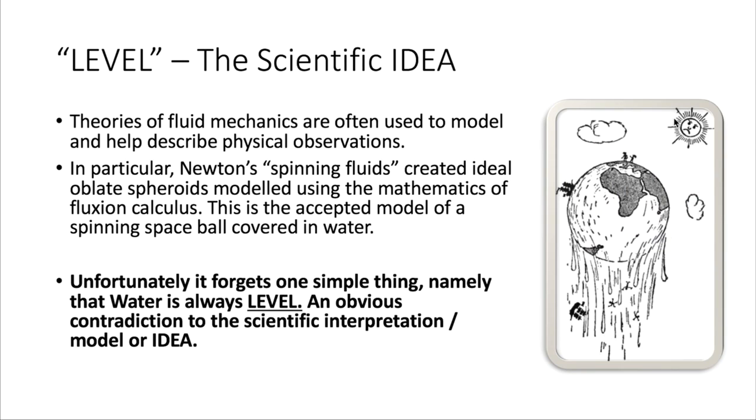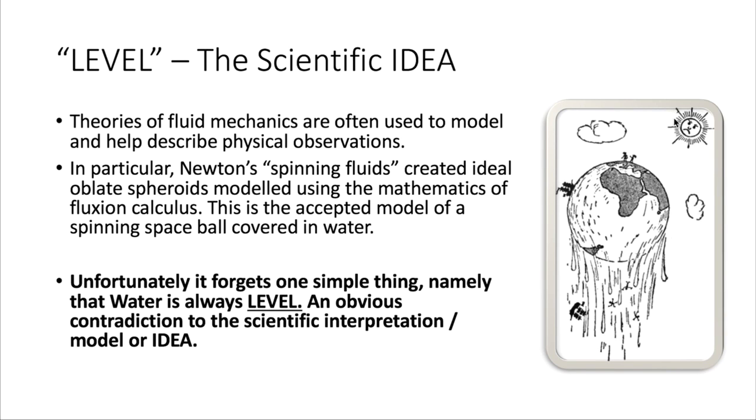Now, the scientific idea goes back basically to Newton. Before that, probably theories of fluid mechanics have always been used to model and describe certain physical observations. But it's Newton's spinning fluids that created this ideal oblate spheroid, and he did that using his mathematics of Fluxian calculus. And that's basically still the accepted model of a spinning spaceball covered in water.